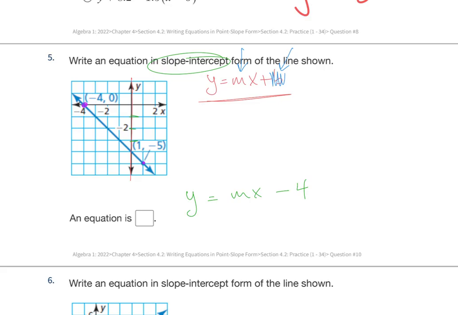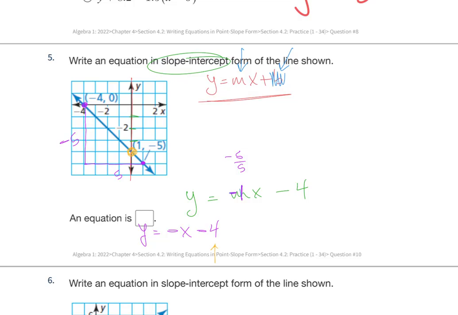Okay, there we go. So I'm going to rise 1, 2, 3, 4, 5 in the negative direction and run 1, 2, 3, 4, 5 in the positive direction. That's negative 5 over 5. And that is negative 1. So y equals negative x minus 4. Now, we were really sure that this is negative 4, right?